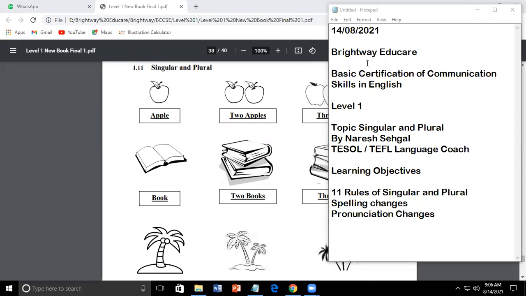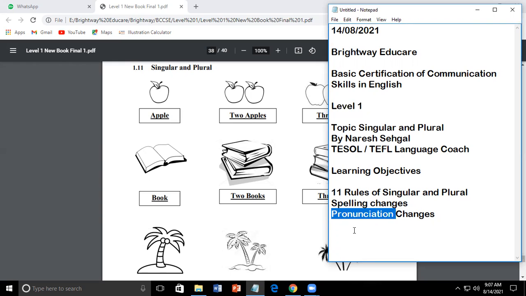It's 14th of August 2021 and we are discussing the topic singular and plural, which is from the basic certification of communication skills in English, level 1. What we will be discussing today, our learning objectives are 11 rules of singular and plural, the spelling changes and the pronunciation changes. I would appreciate if you use the word as pronunciation. I repeat, the word is pronunciation changes.